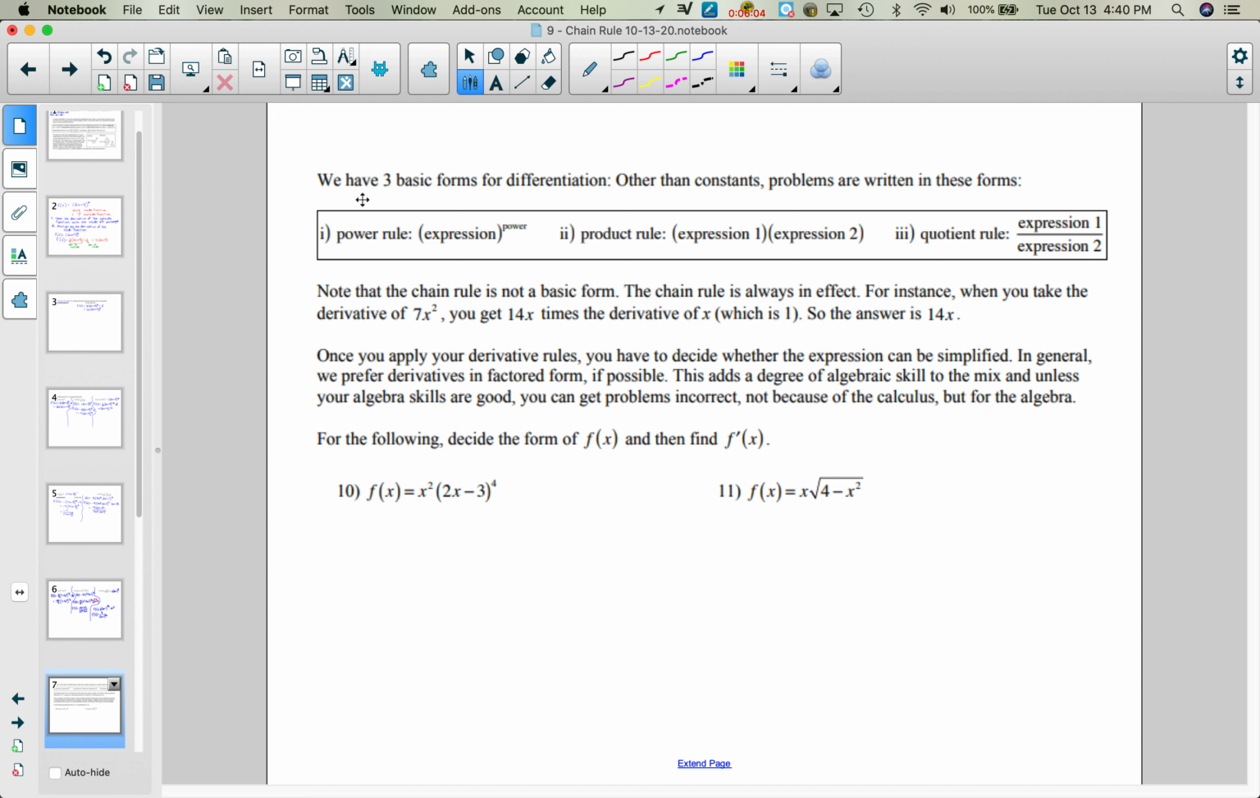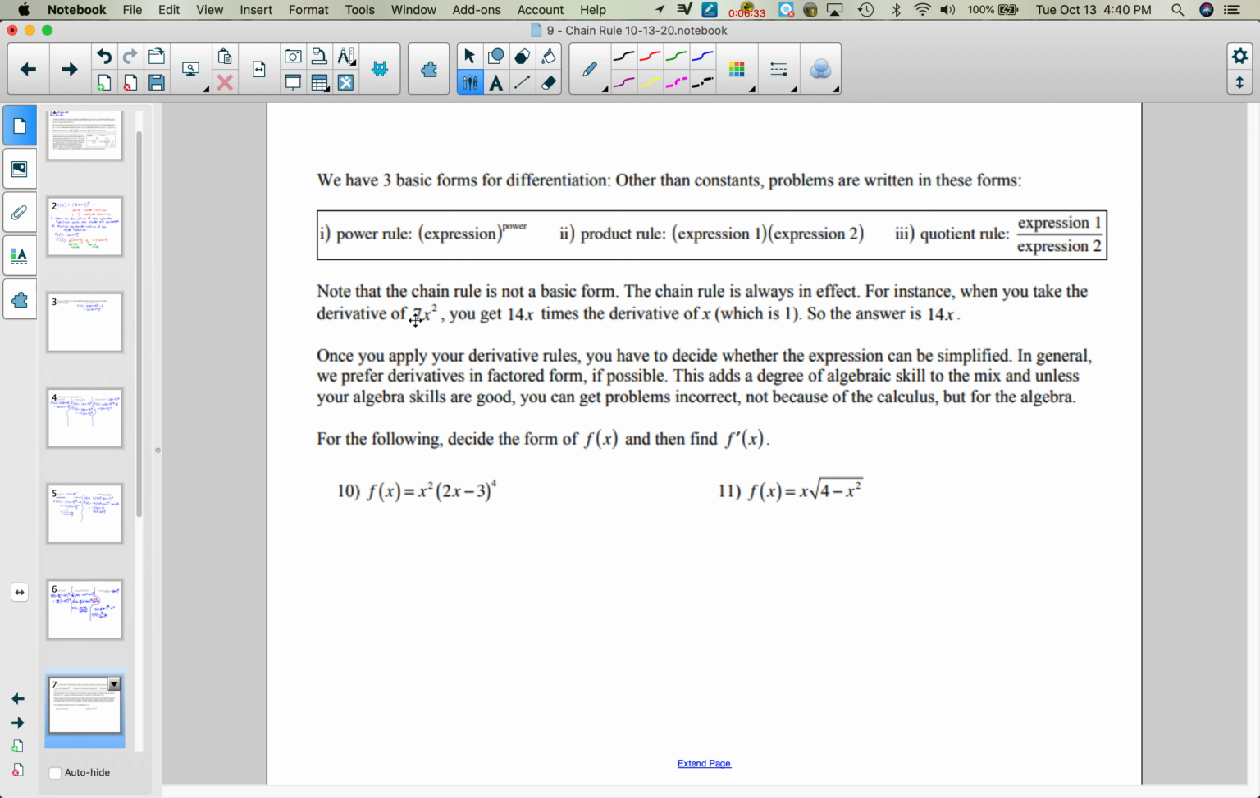All right, so the next part on here talks about the different forms we have for differentiation. We use the power rule, so you see that a lot. There are many times we use the product rule where you have two different functions being multiplied together, and we have to use the product rule. And lots of times where we have to use the quotient rule. Now, the chain rule is not quite like that because the chain rule is always going to be in operation. And they actually give you an example that we don't even think about.